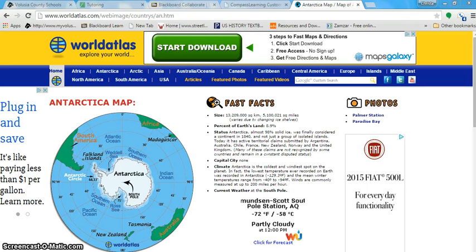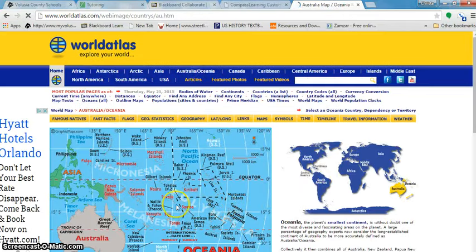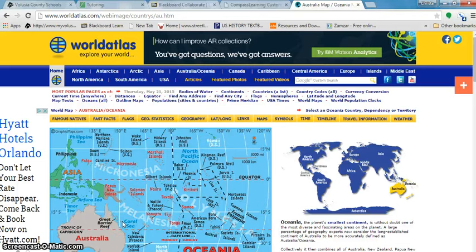You need to know that in 1991, 39 nations signed the Madrid Protocol to spearhead a movement to protect Antarctica. You need to know that, let's go back to Australia. You need to know that the Great Barrier Reef is the world's largest coral reef system.